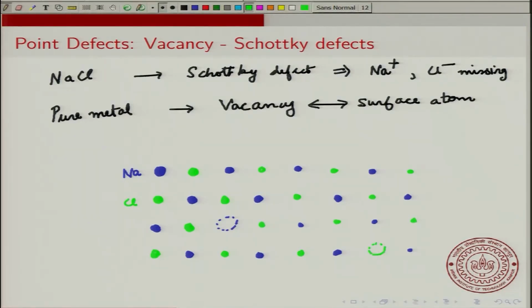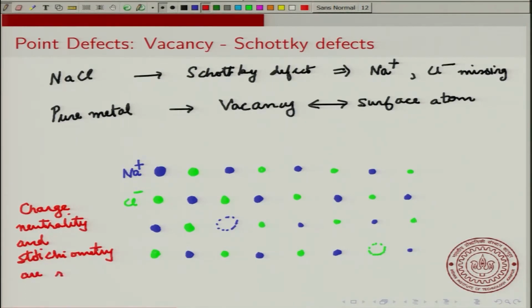So, this would be a Schottky defect, and the point is that this sodium ion is positively charged, the chloride ion is negatively charged. So, if you have one sodium and one chloride missing, then the crystal as a whole will be neutral. So, the neutrality of the crystal is maintained. You can see that both charge neutrality and stoichiometry are retained.